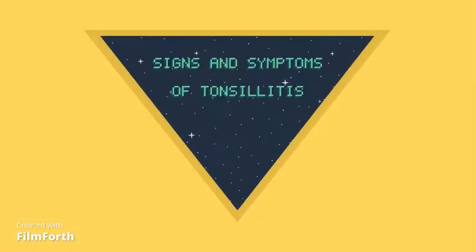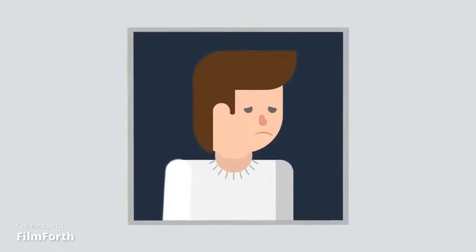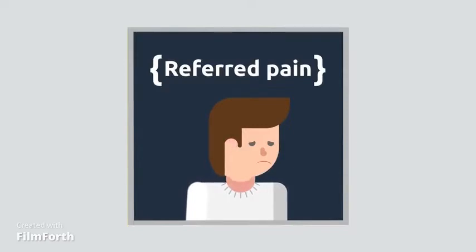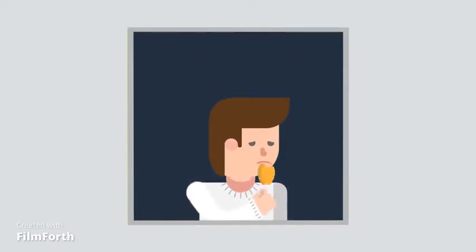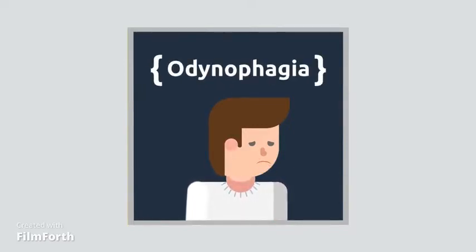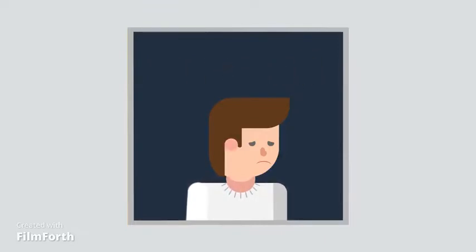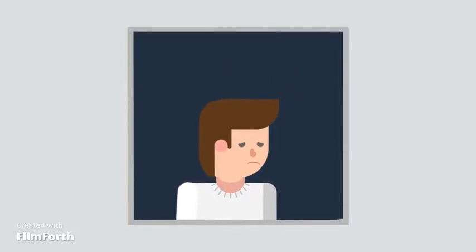Signs and symptoms of tonsillitis. The main symptom of tonsillitis is sore throat, but since the throat and ears share the same nerves, the pain is often felt in the ears too. This process is known as referred pain. The pain is usually worse when swallowing, also known as odynophagia. Very young children may not complain of a sore throat, but may simply refuse to eat.